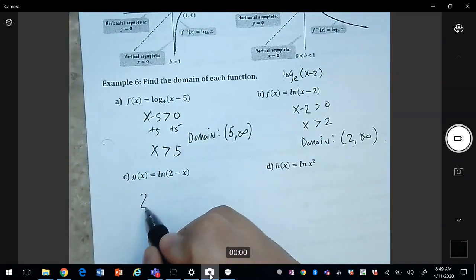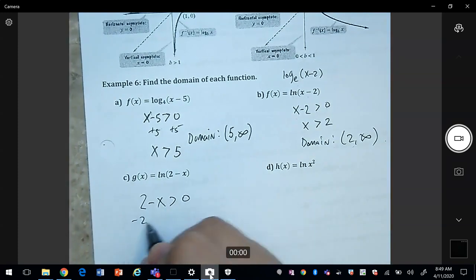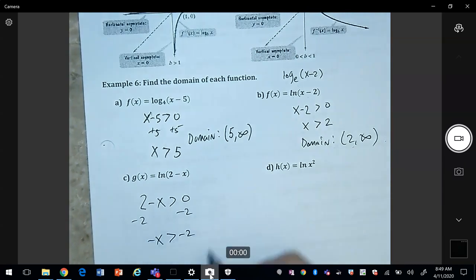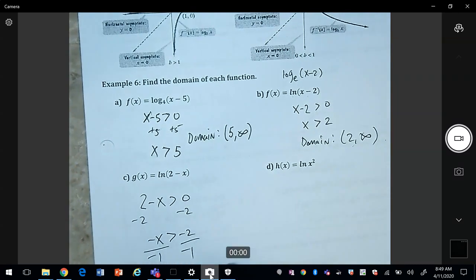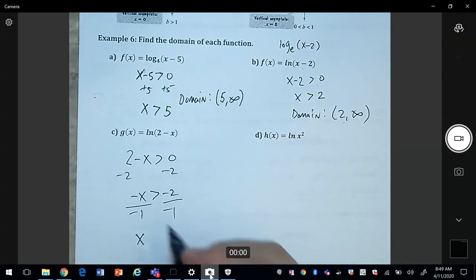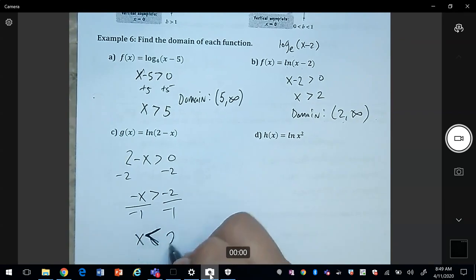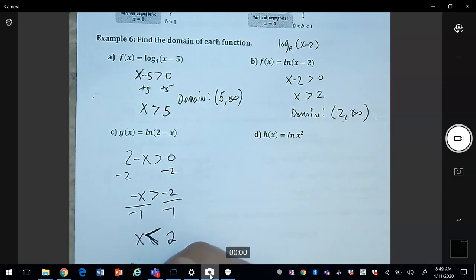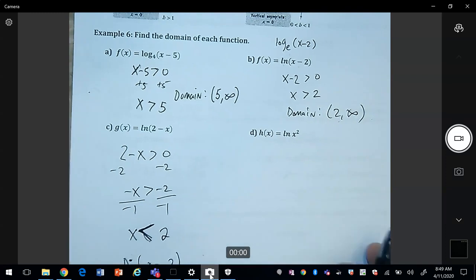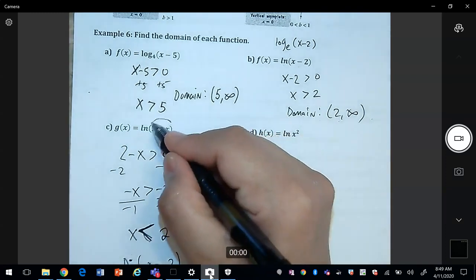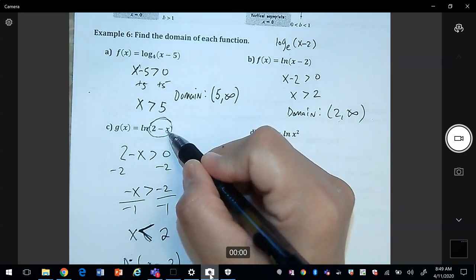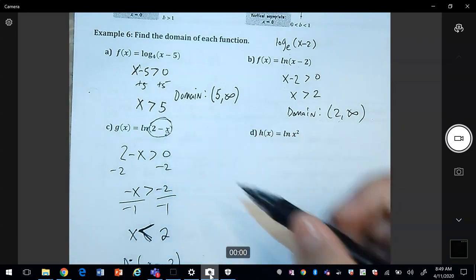And in the next example, we have 2 minus x greater than 0. Subtract 2, so I divide by negative 1. Since I'm dividing by a negative number, this is going to switch the sign to less than. So my domain here is going to be anything less than 2. So that's going to be negative infinity to positive 2. And you can see here, as long as the inside is positive, then we can take the natural logarithm.